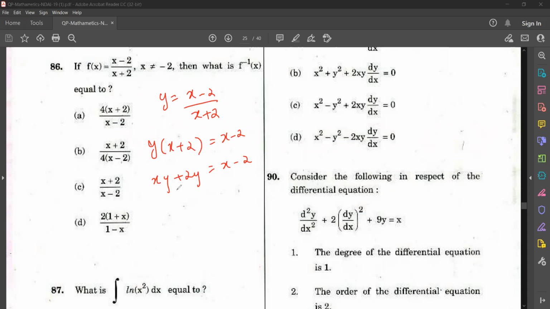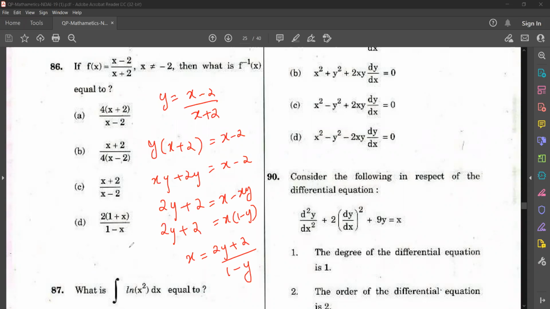Now, this we can write as, I am taking x to one side. So that will become 2y plus 2 is equal to x minus xy. So take x common, that will become 1 minus y. So 2y plus 2 is equal to x into 1 minus y. X is equal to 2y plus 2 by 1 minus y.